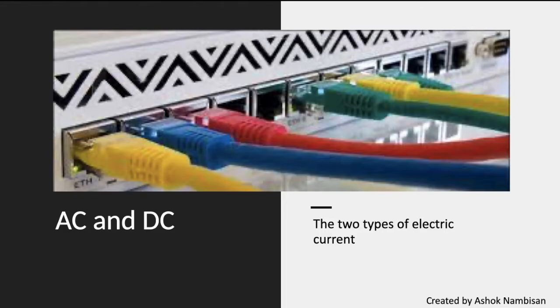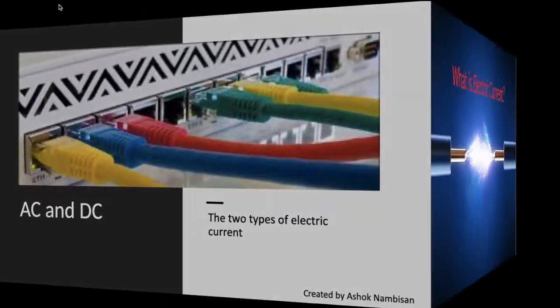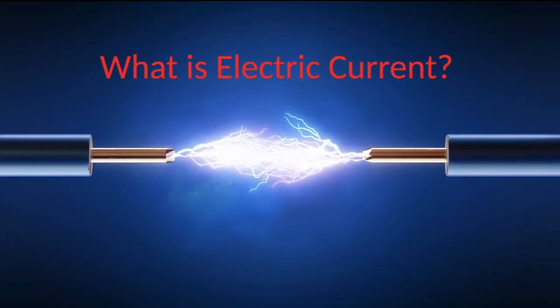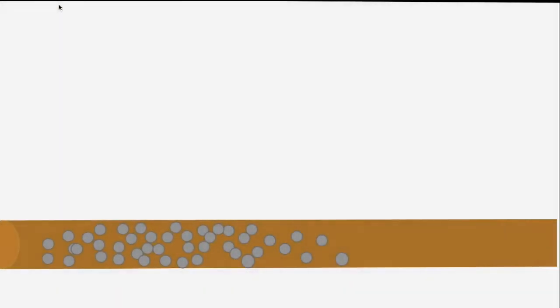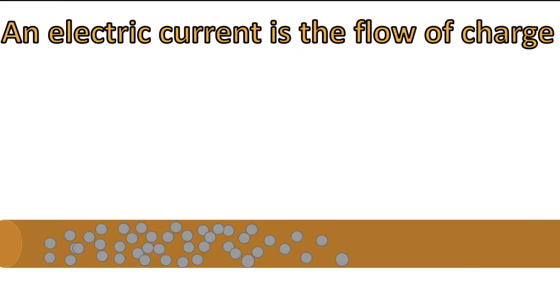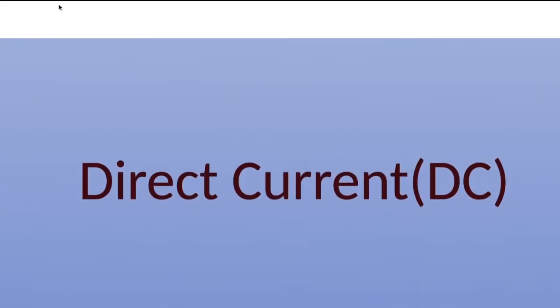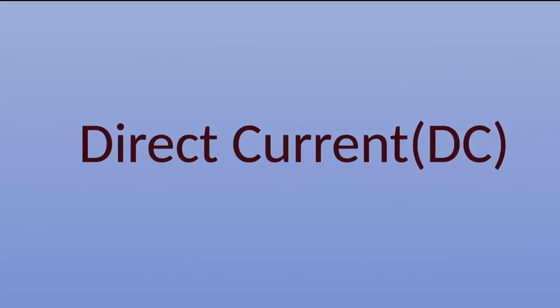So today we'll talk about AC and DC, alternating current and direct current. They are the two types of electric currents we use. So what is an electric current? Well, electric current is the flow of charge or the movement of electrons. So first let us talk about DC or direct current.